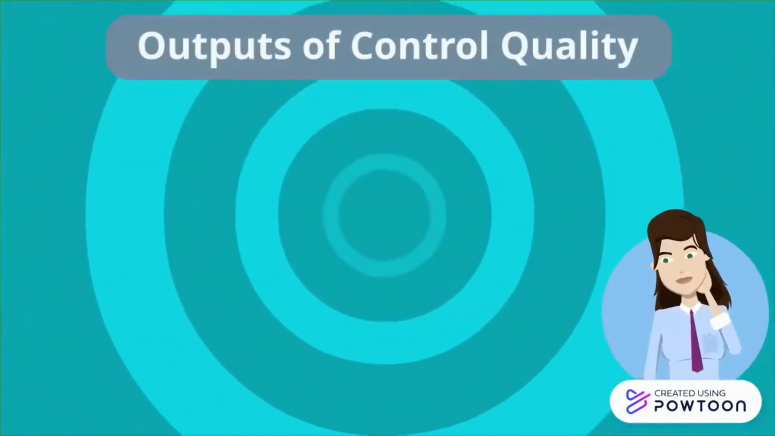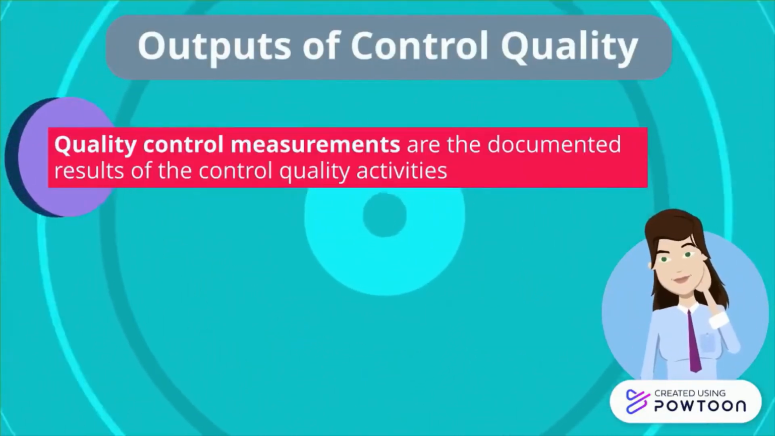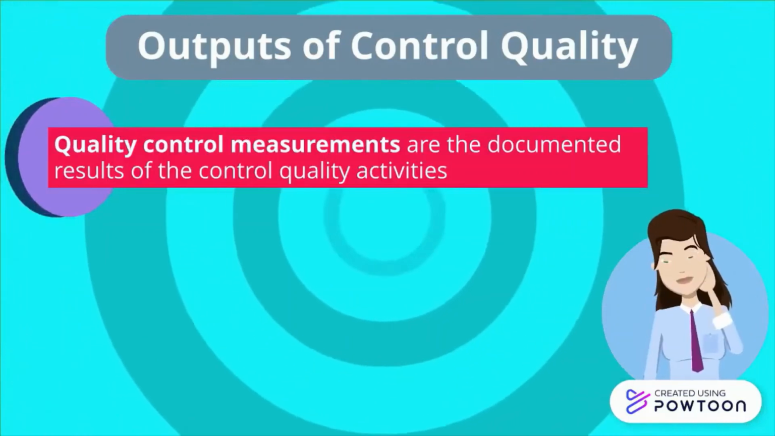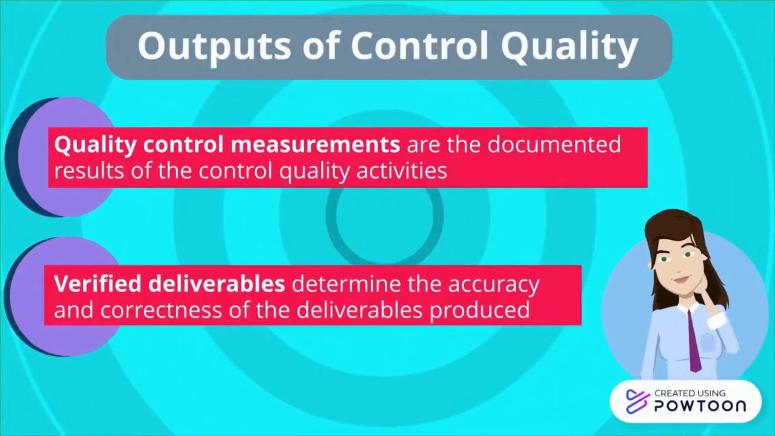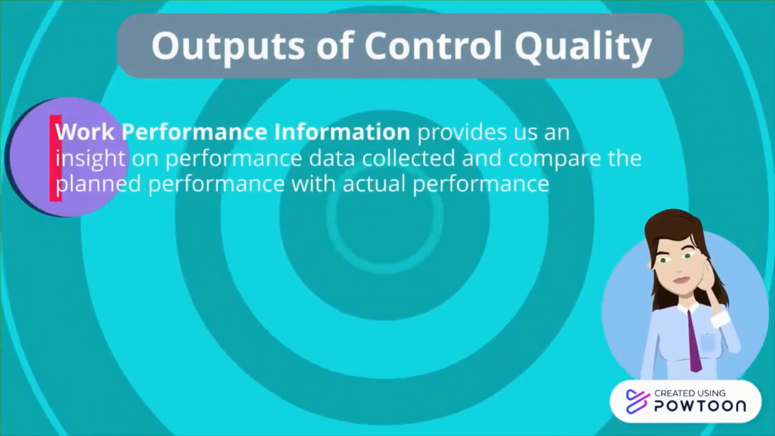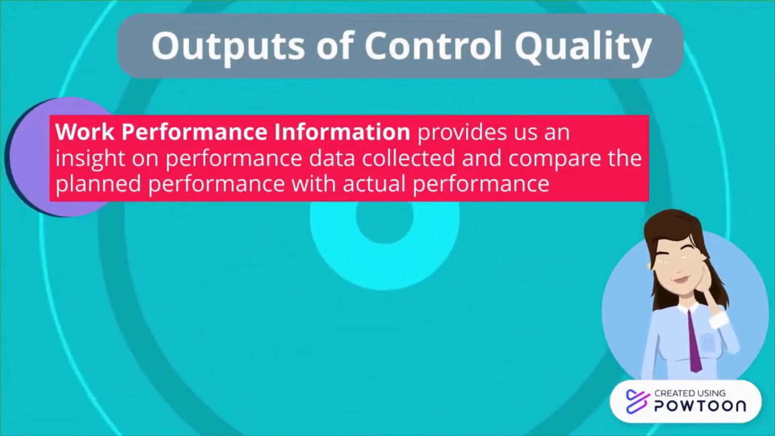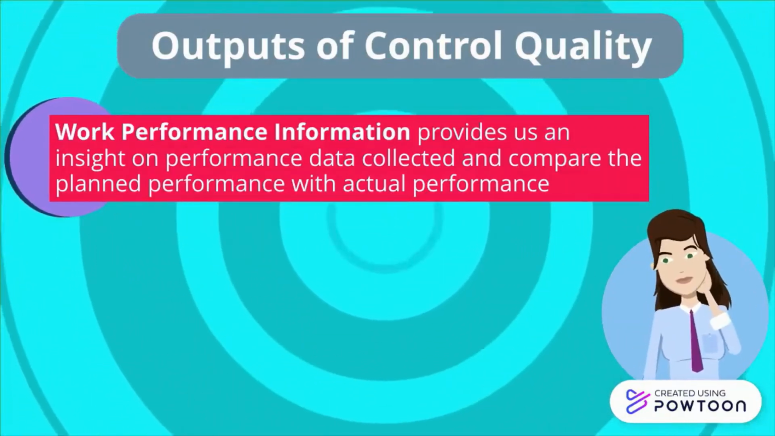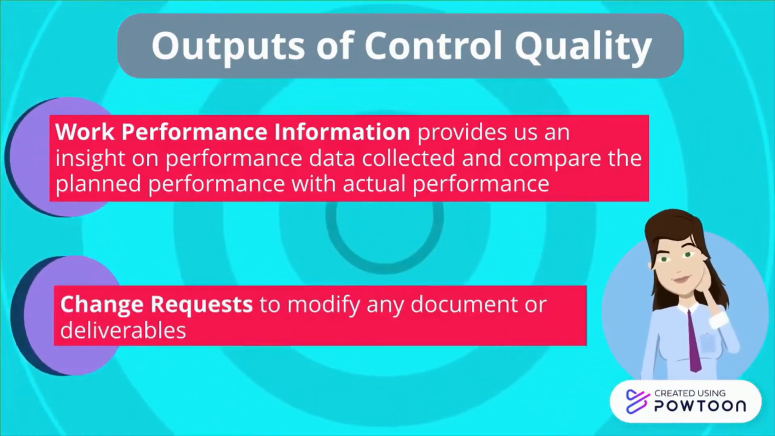Here are the outputs as part of the control quality process. Quality control measurements are documented results of control quality activities. Verified deliverables determine the accuracy and correctness of deliverables produced. Work performance information provides an insight on performance data and compares planned performance with actual performance. Change requests to modify any document or deliverables.